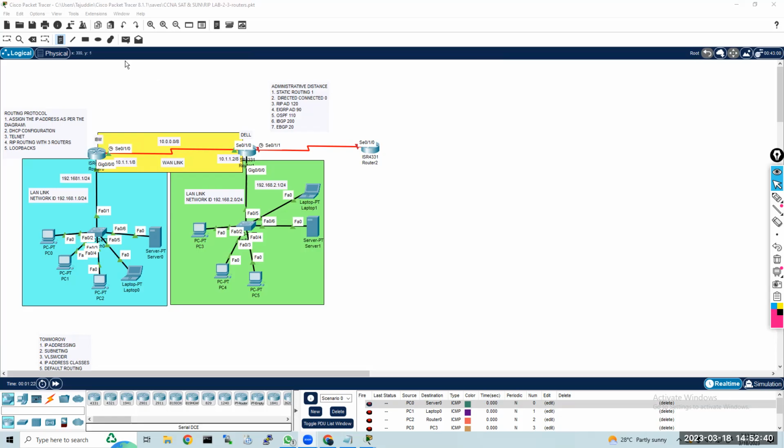So here just I will create the loopbacks. So I'll give the IP address. Say example, this time I'll give 20.1.1.1/8. And this is your 20.1.1.2.